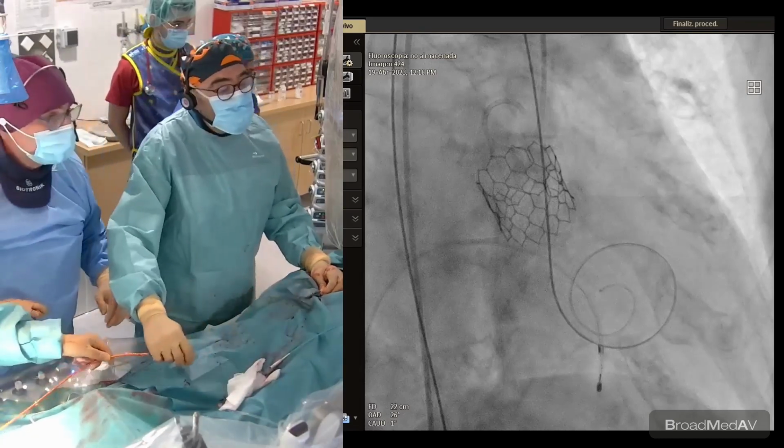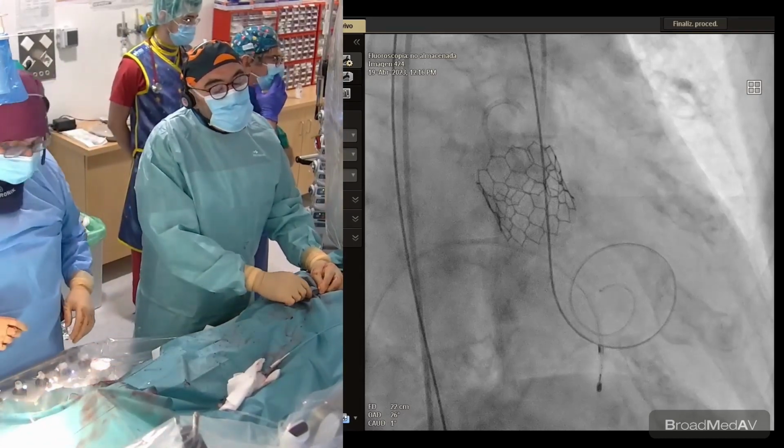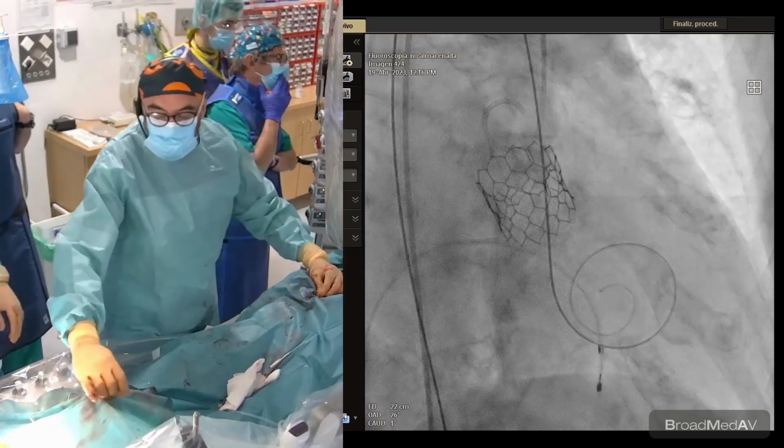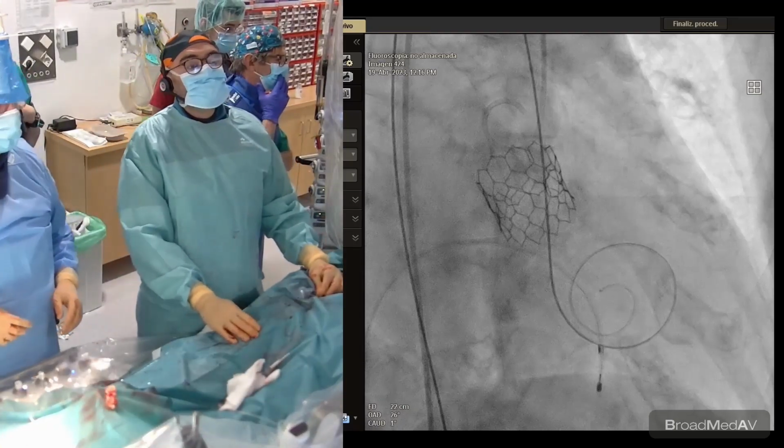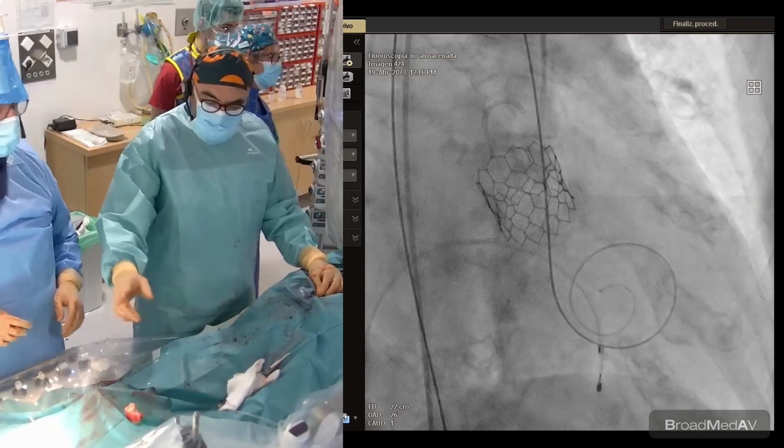What we are going to do now is to interchange the wire and to introduce the pigtail. We can see the gradients.